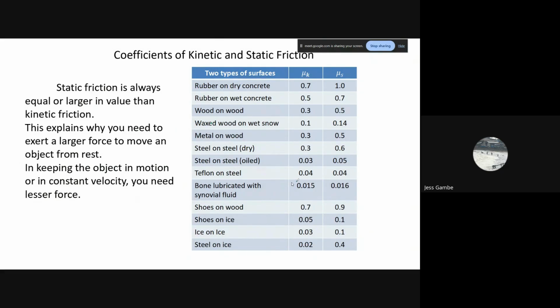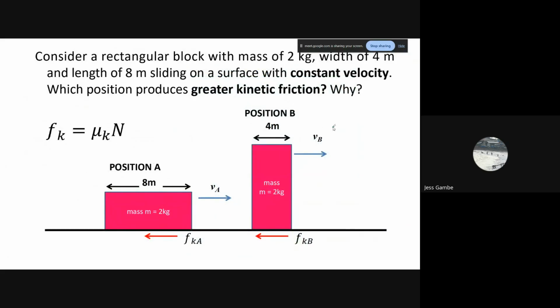Okay, guys. Now let's consider a rectangular block with a mass of 2 kilograms, a width of 4 meters, and a length of 8 meters, sliding on a surface with constant velocity. Which position produces greater kinetic friction and why?